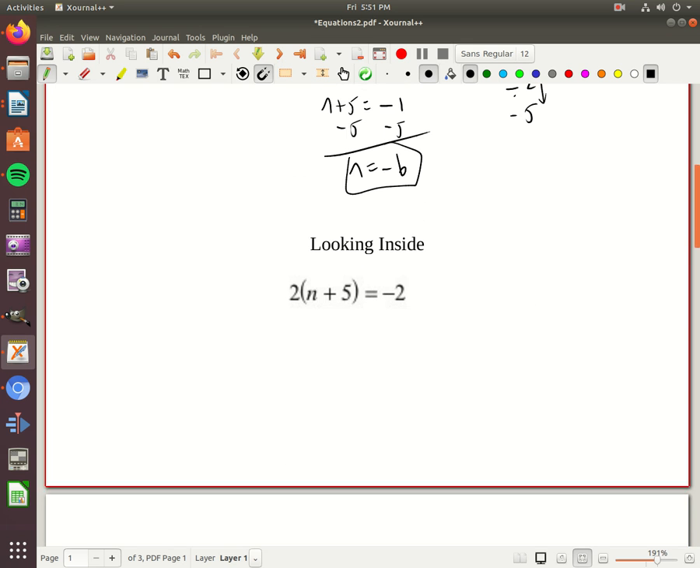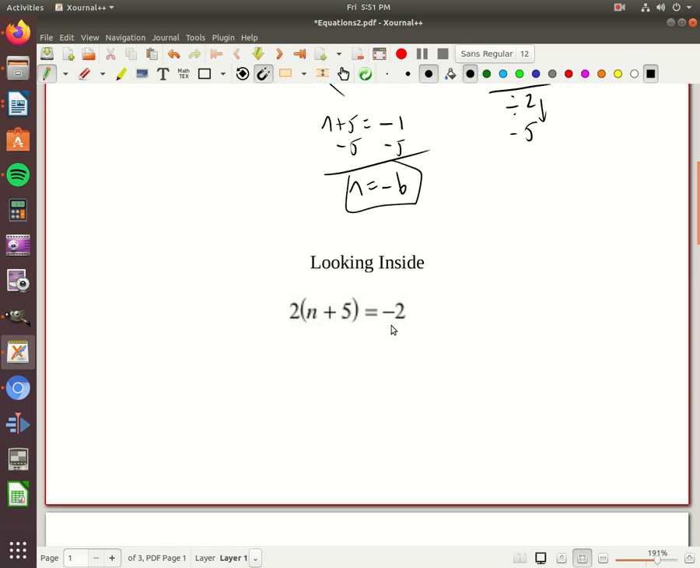If we were looking inside, and I kind of like looking inside, it has a lot of mental math in it. What we're saying is, hey, look, 2 times something equals negative 2. And that something would be negative 1, right? 2 times negative 1 equals negative 2. So how would I turn this parenthesis and make it equal negative 1? Because I already have the 2 here, and I already have the negative 2 here.